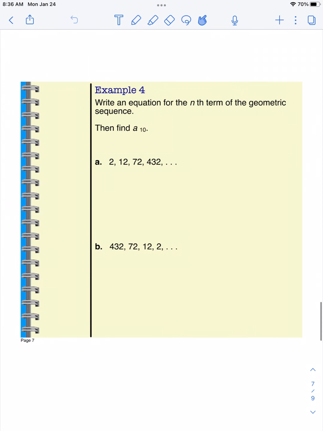Okay, so if you'll remember from the last slide, we had a sub n, or the nth term, equals the first term times the ratio to the power of n minus 1. So we have 3 pieces of information we're looking for. First, I need to know the first term. In example A, the first term is 2. Also, I need to know the common ratio. If you're looking at 2, 12, 72, 432, each term is multiplying by 6. So I'm going to set up my function. I would have a sub n equals the first term times the ratio to the power of n minus 1.